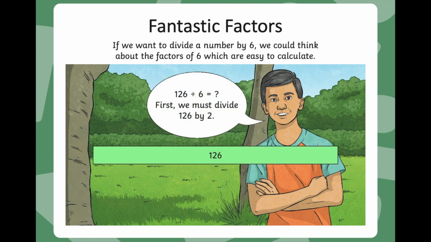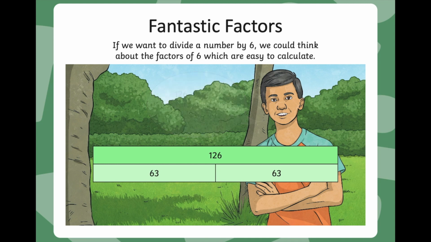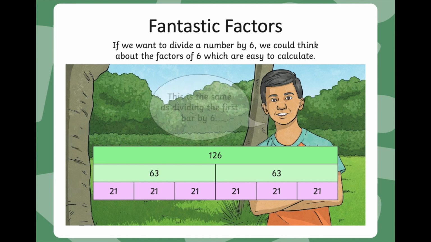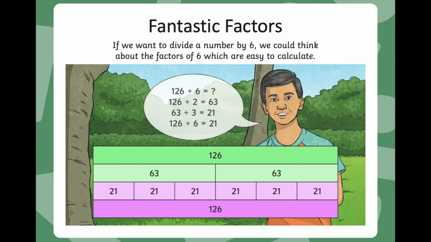126 divided by 6. First, we must divide 126 by 2, which is 63. 2 groups of 63 go into 126. We then divide the answer by 3, so 63 divided by 3 equals 21. There are 3 groups of 21 in 63. This is the same as dividing the first bar by 6. So 126 divided by 2 equals 63, 63 divided by 3 equals 21, so 126 divided by 6 equals 21.